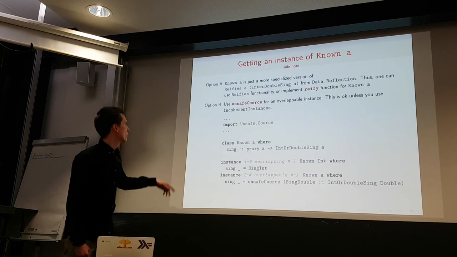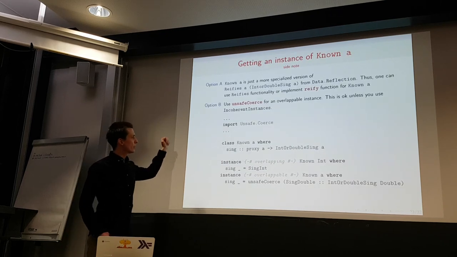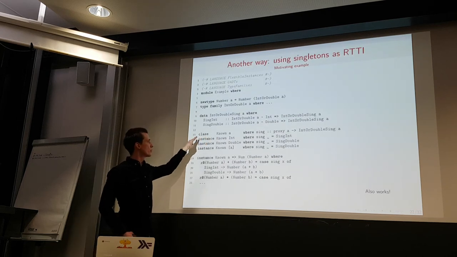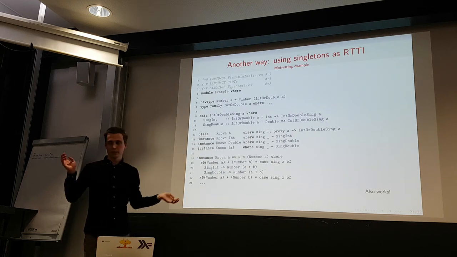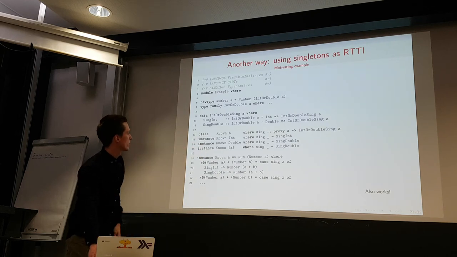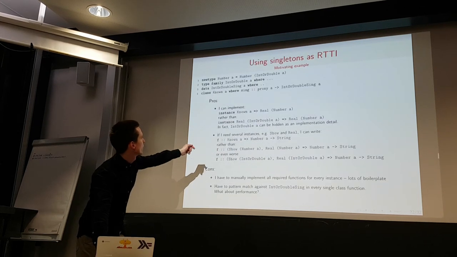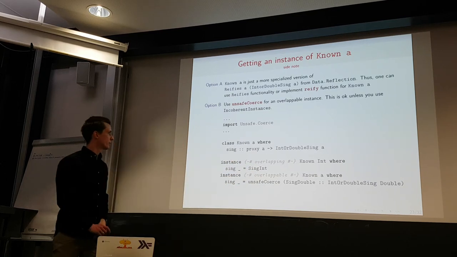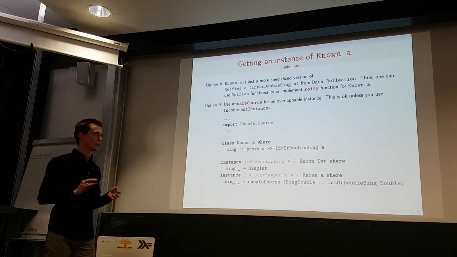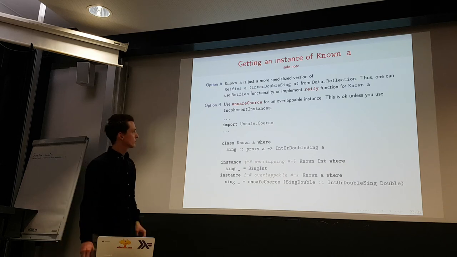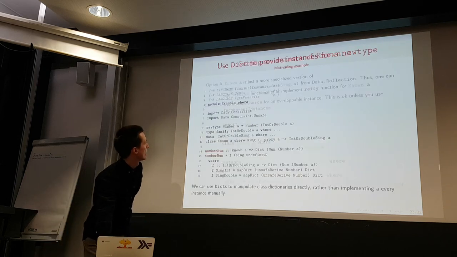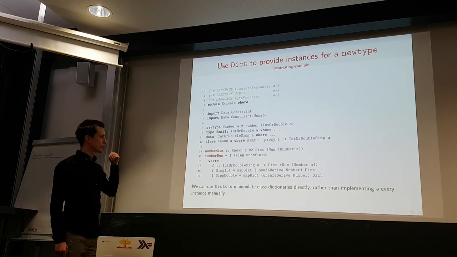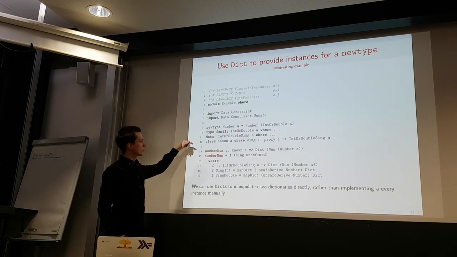One remark on Known a there. From the definition here we have only three instances: Int, Double and just an arbitrary list. But we can also make it for all types, doing some overlapping instances or something like that, such that we always have in scope this Known a instance.